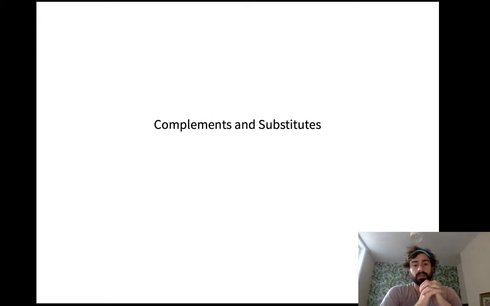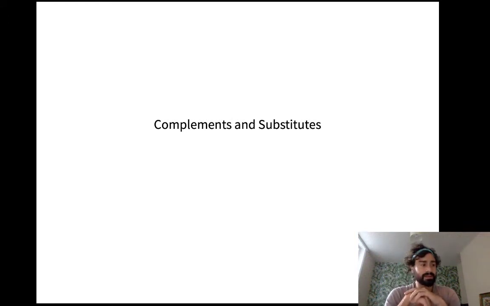So we're talking about complements and substitutes. These are probably words that you've heard in an economics class at some point, or a variety of different economics classes. The idea that certain goods have a relationship to each other, that they either complement one another or are substitutes for one another. In other words, they're either consumed in tandem or they're consumed in place of each other.